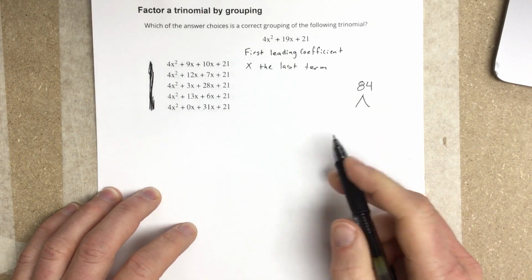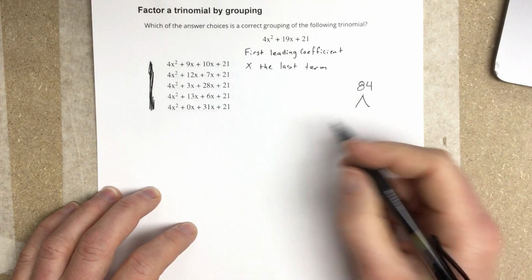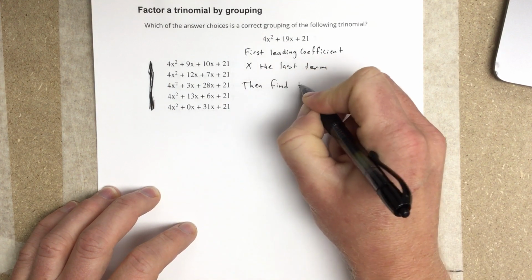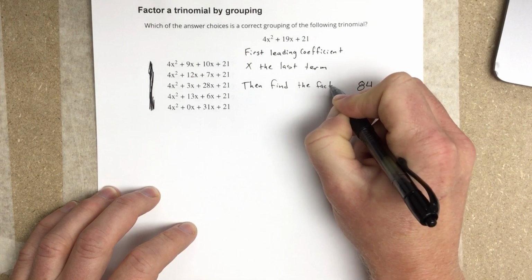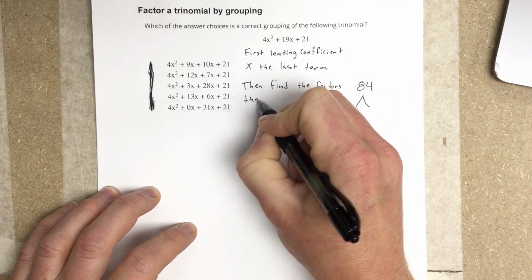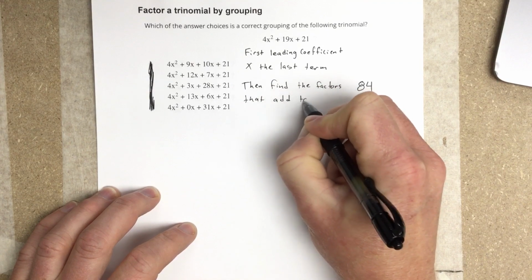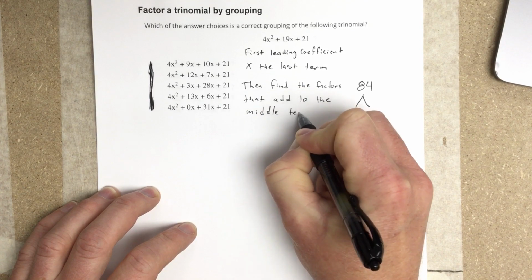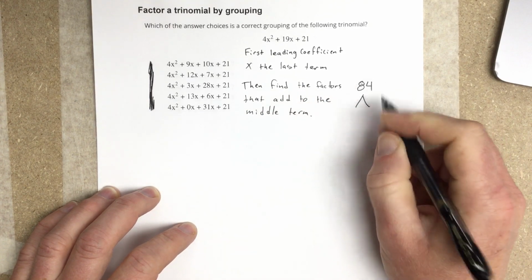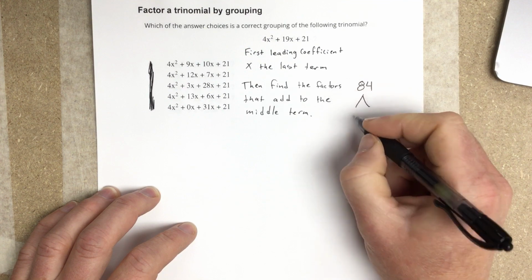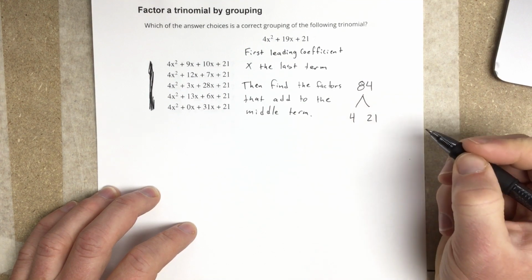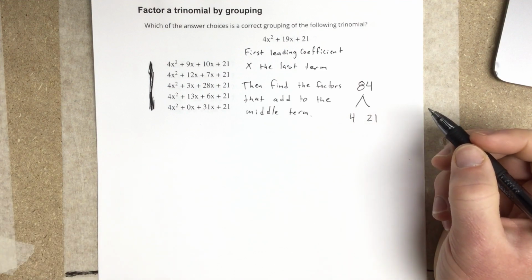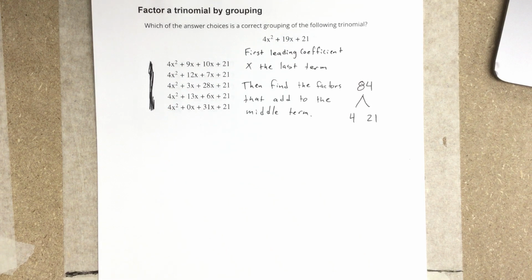It's not any different than when we factor a regular trinomial. So we find the factors of 84 that add to the middle term. Well, we know 4 and 21. We just did that. So 5 doesn't work. Does 6 work? Using a calculator will probably help you out with some of these.